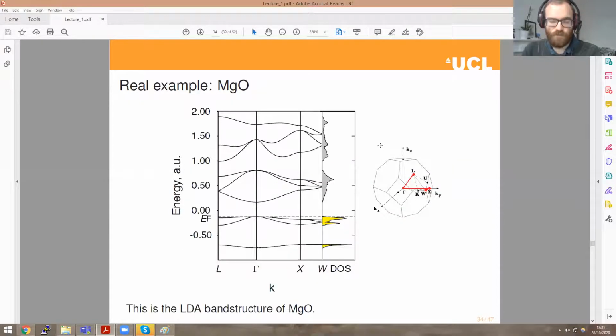And when we look at something more realistic, we end up somewhere intermediate to these two situations, where you don't get perfect parabolas and you don't get perfectly straight energy levels, using MgO as an example.